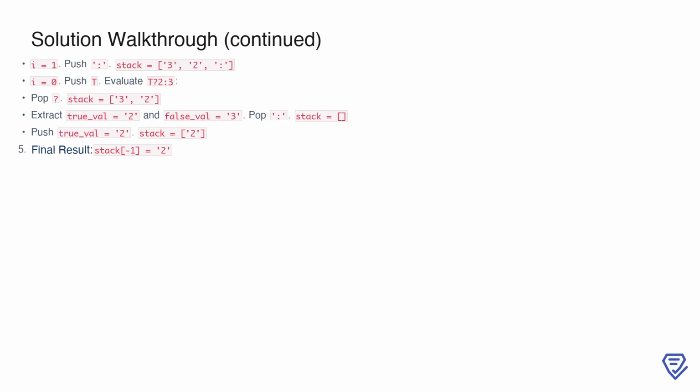To finalize t2 3, we push colon followed by t, which initiates the evaluation. Popping question mark, we extract 2 as the true value and 3 as the false value, then remove colon. Since t is true, we push 2 onto the stack. At this point, the stack contains only the final result, which is 2. This concludes the evaluation of the expression, and the final result is the top of the stack, 2.